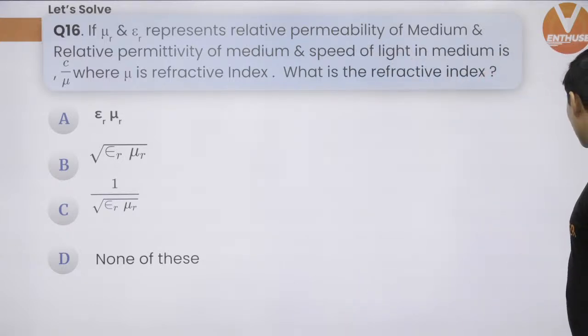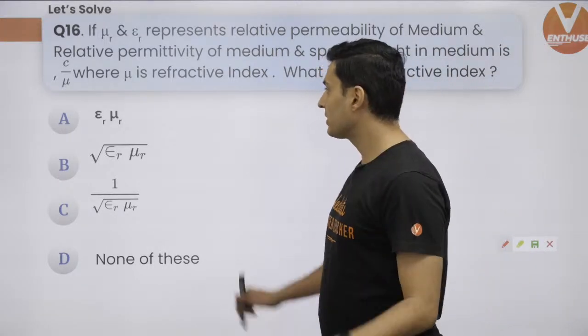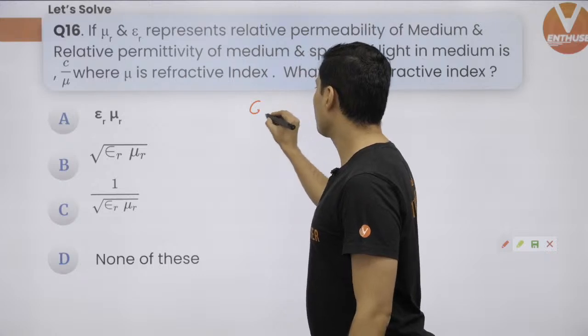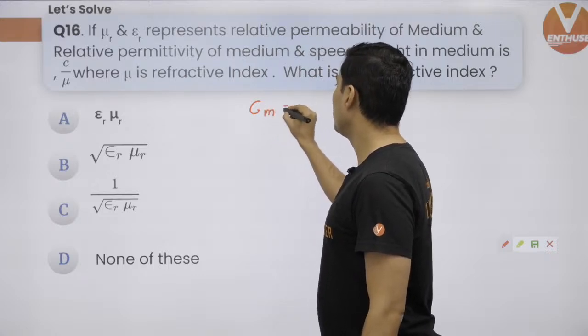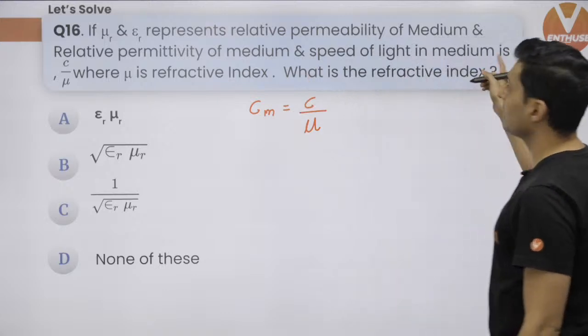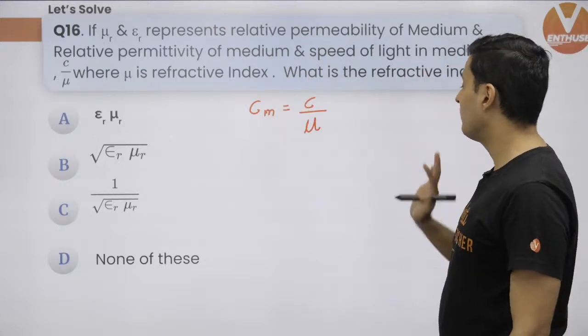So guys, this question again is based on the formula which I gave you when I taught you electromagnetic waves. So guys, speed of light in some other medium is speed of light in vacuum divided by mu. That's what is mentioned. Yeah, the speed of light in the medium is c divided by mu.